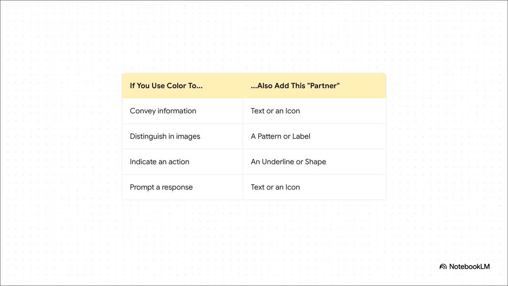This little table is a fantastic cheat sheet for this whole idea. You can see the pattern, right? Whatever you're using color for, just pair it with a second signal. It could be text, an icon, a pattern, an underline. That partnership is what makes it work for everybody.